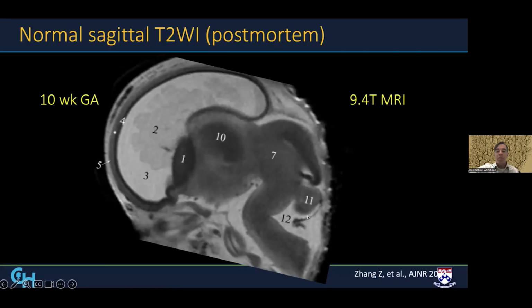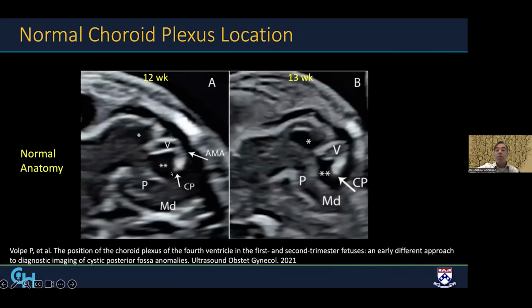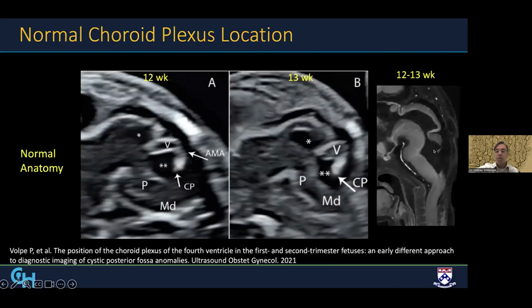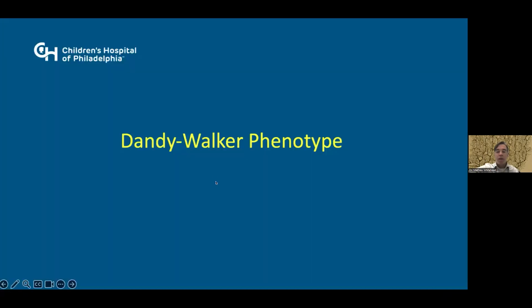Here's the choroid plexus, here's the anterior membranous area by 10 weeks. Now, at the end of the first trimester, 12 to 13 weeks, we can see downward growth of the vermis, obliterating the anterior membranous area and leaving the choroid plexus at the lower margin of the vermis. And here it is on MRI. So with this background, let's talk about the Dandy-Walker phenotype.